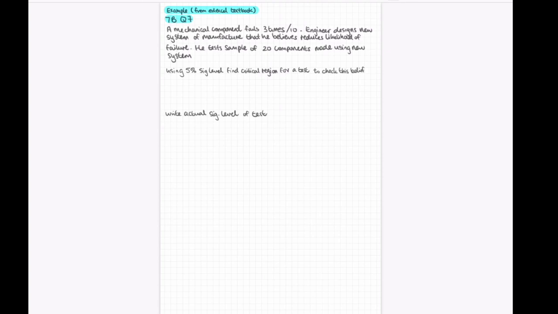So, question 7b from the textbook. A mechanical component fails 3 times on average out of every 10. An engineer designs a new system of manufacture that he believes reduces the likelihood of failure. He tests a sample of 20 components made using the new system. I skipped questions A and B because they're from the previous section. The question is, using a 5% significance level, find the critical region for a test to check his belief. The next question is, find the actual significance level of the test.